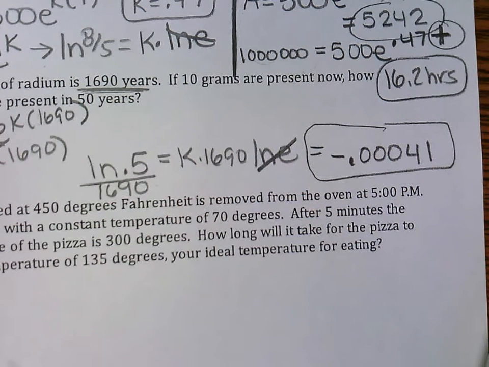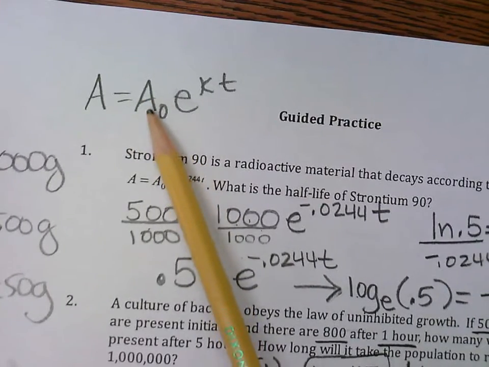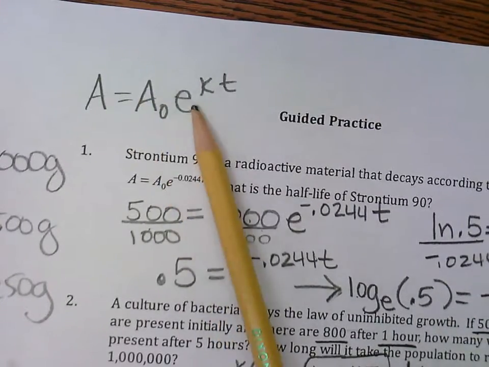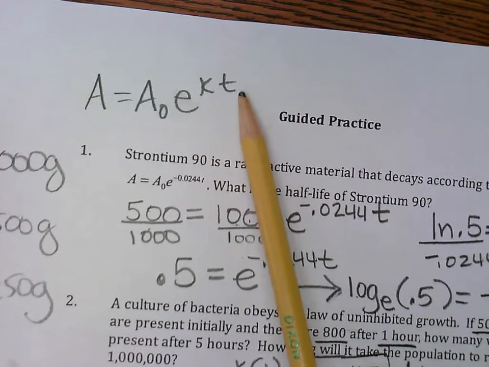Right. 10? Yep. 10 is the starting amount. So A sub 0 is the amount at time 0, the starting amount. 10, e, your new k, and you do know t. They want to know how much is present after 50 years.